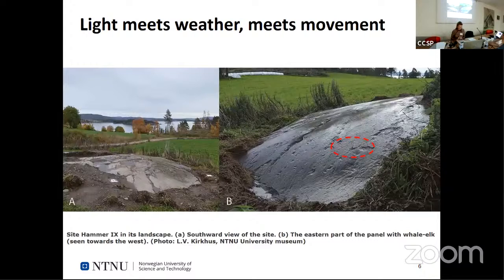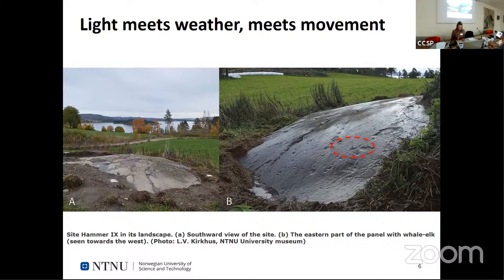Another dome-shaped bedrock is found at Hammer in central Norway. This is the same panel, just seen from different angles: A, the southward view of the site, and B, looking towards west. So this means that in order to see the images, there are several agents at work.